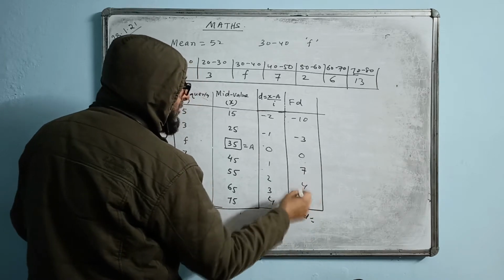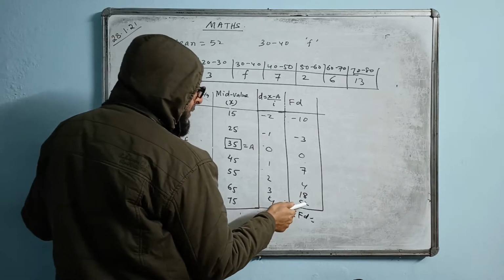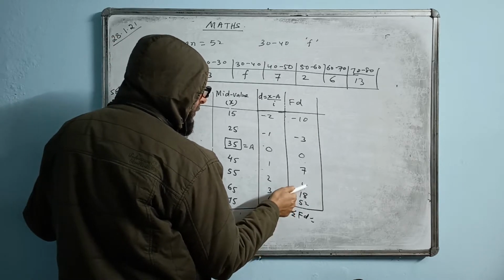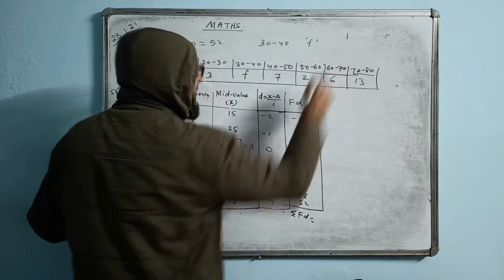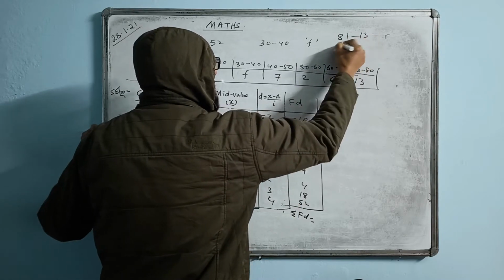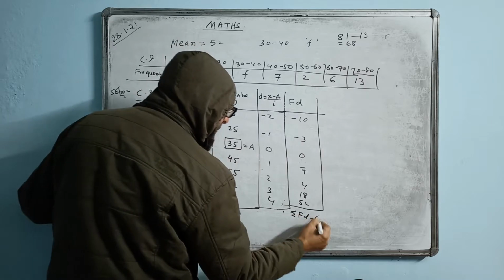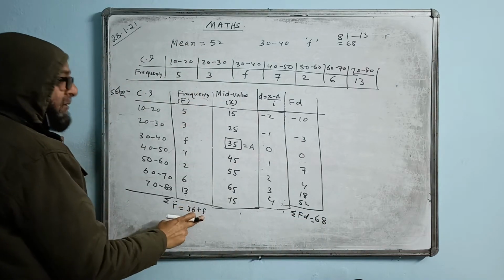Now summation fd. All positive ones and negative ones will add and subtract. What is the value of the positive side here? 8 to 10, 14, 7, 21, carry 2. 5 to 7, 1, 8. 81 is positive, minus 13. The answer becomes 68. Here I get 68. And this summation f value is coming 36.